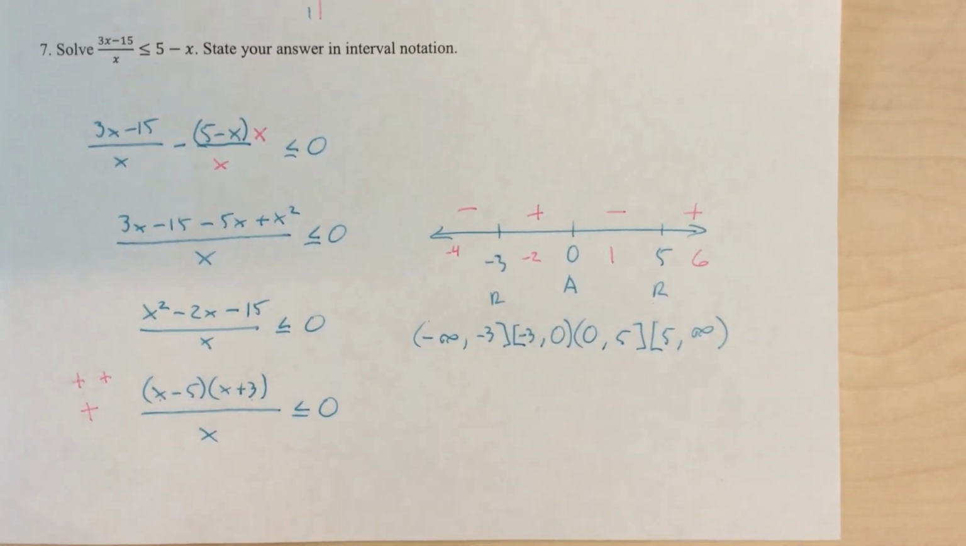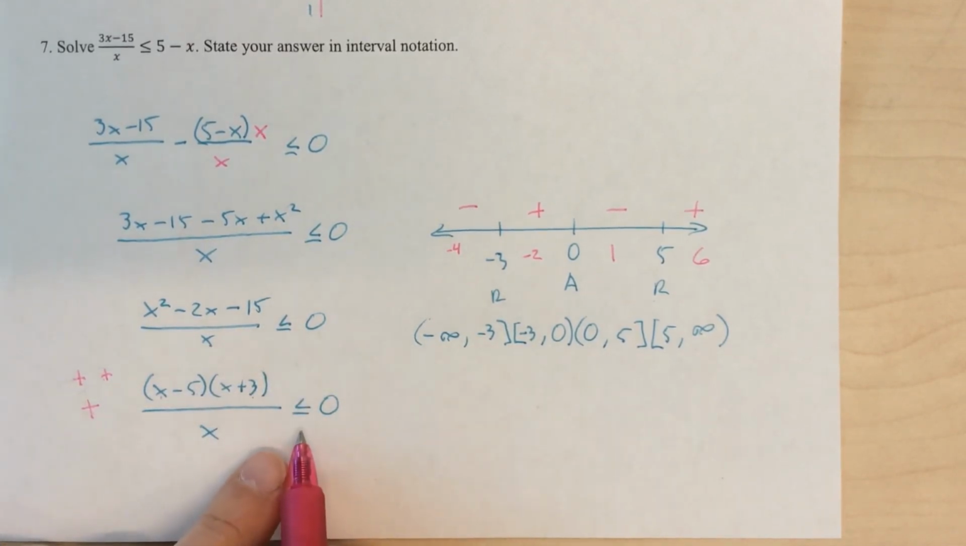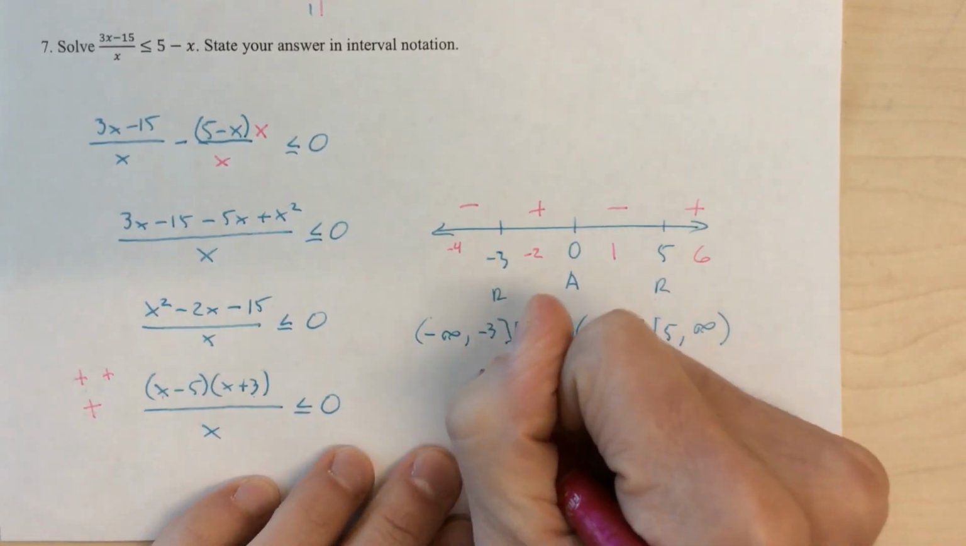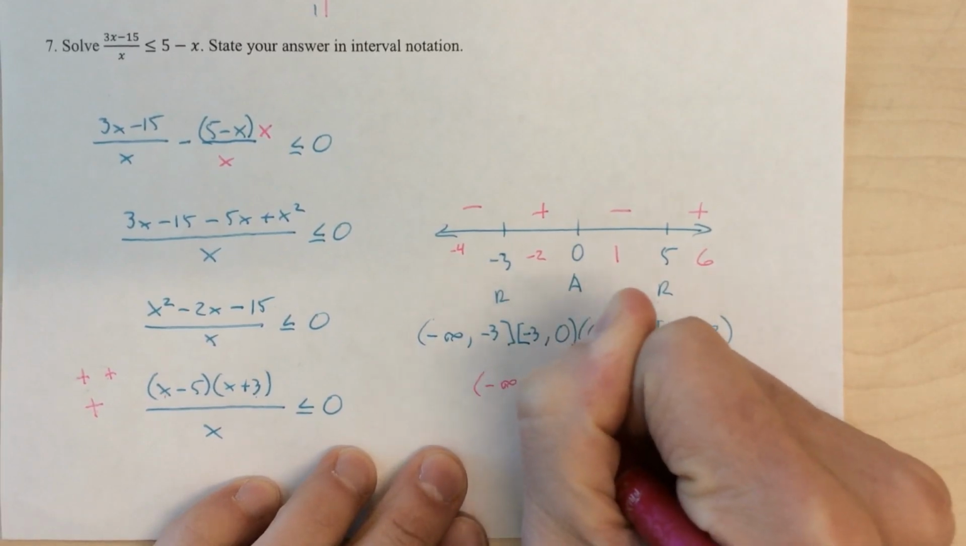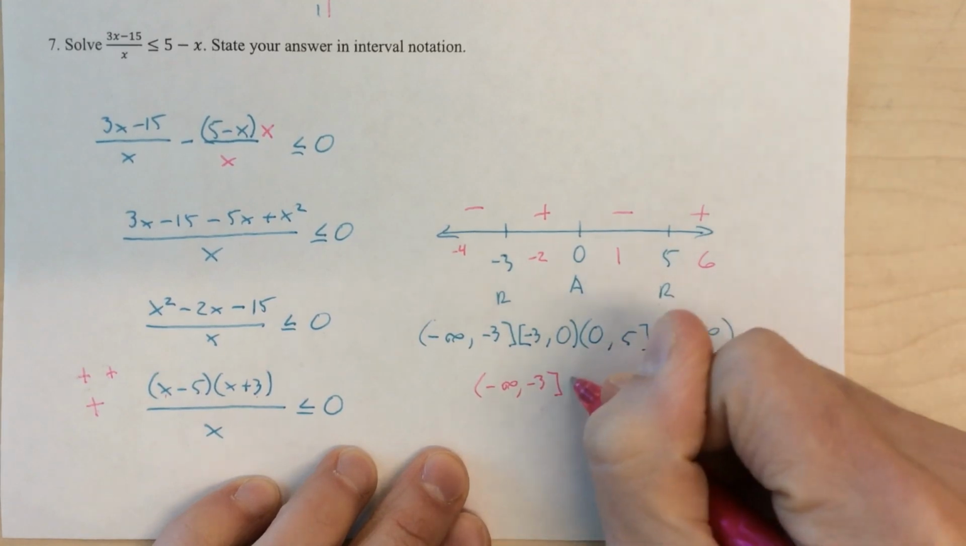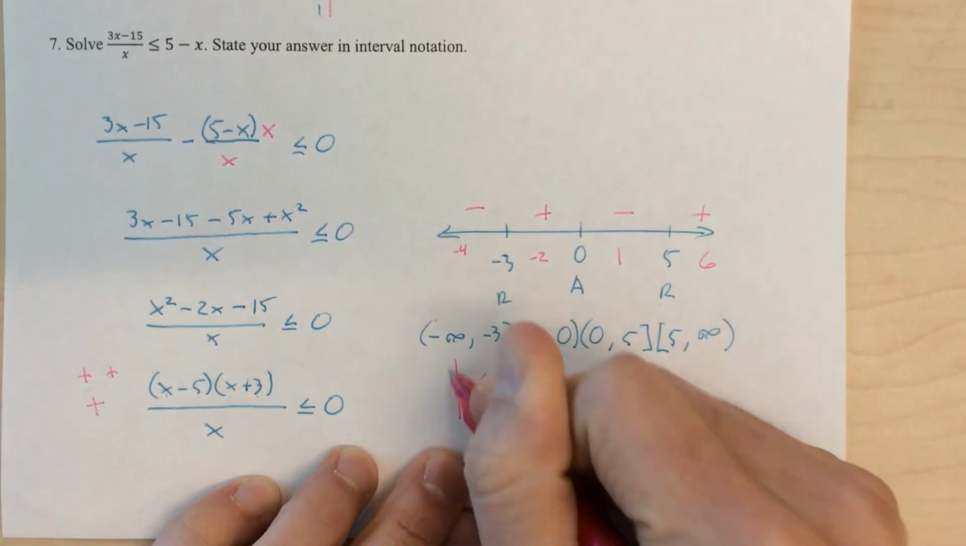And now, in conclusion, to choose what intervals you're going to keep, you go back to the inequality, and this one said that we want it to be less than or equal to 0. So we want those negative intervals. We don't want the positive ones. Okay, so we're going to keep the negative infinity to negative 3 with a bracket. That's the negative one there, and then we're going to skip over, and we're going to include the 0 to 5.